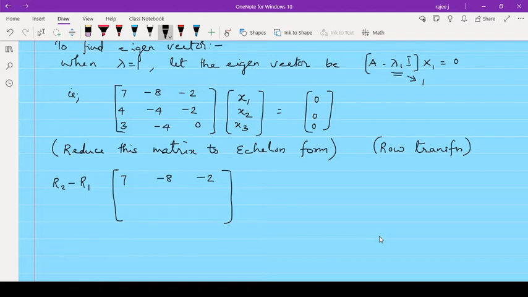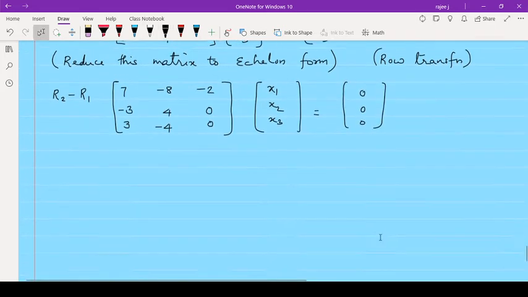So R2 minus R1. This R2 is changing. 4 minus 7 is minus 3. Minus 4 minus minus 8, so how much is it? Plus 4. Minus 2 minus minus 2, so minus 2 plus 2, 0. And here 3 minus 4, 0. Okay, same as it was, only R2 we changed. X1, X2, X3, right side 0, 0, 0.